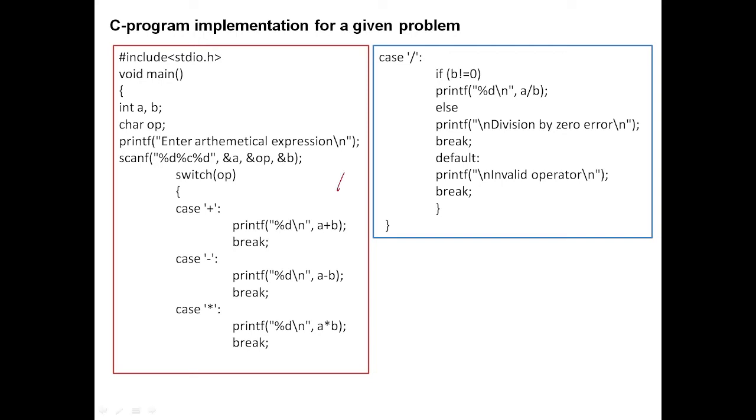So here first we have written #include <stdio.h>. Here we are including a header file which is used for accepting input and output functions. The printf and scanf functions are present in the stdio.h header file. Since we are using scanf and printf statements, we are using the #include stdio header file.